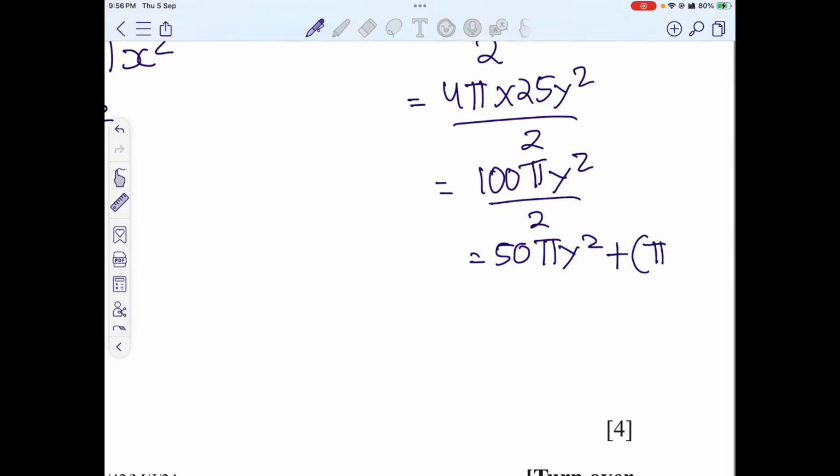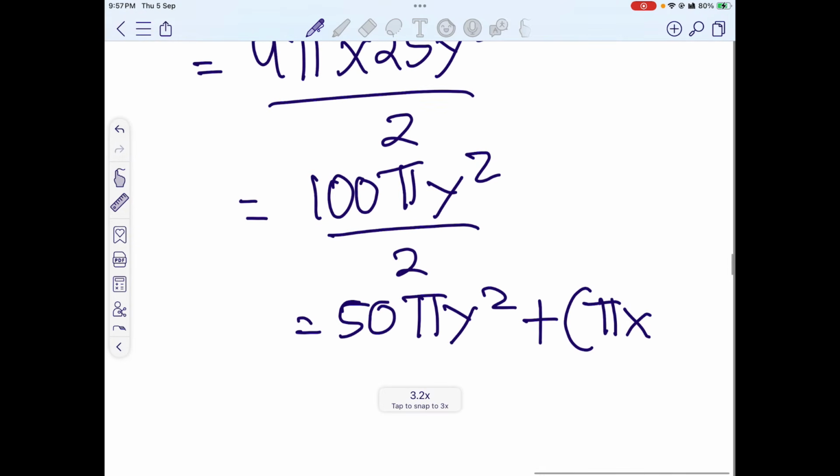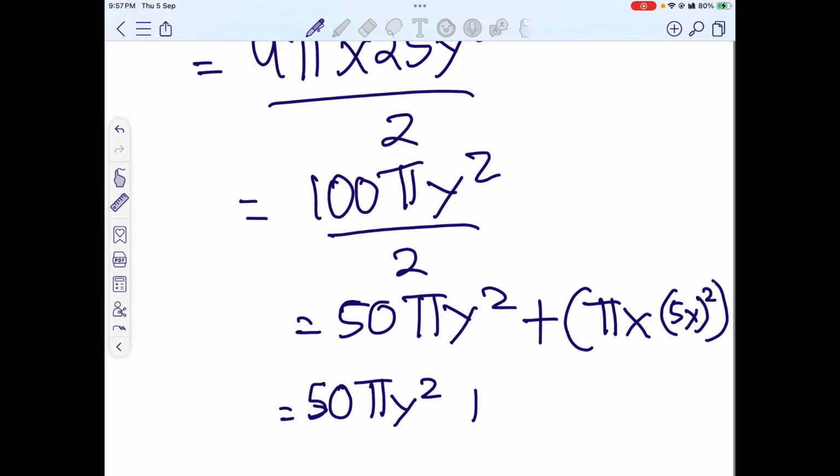It would simply be pi into r squared, the area of a circle. The value of r is 5y, so I could simply take 5y and then square the whole thing. This is going to give me 50 pi y squared plus 25 pi y squared, since 5y squared is 25y squared. I hope that is clear, because you have to take the bottom surface as well.